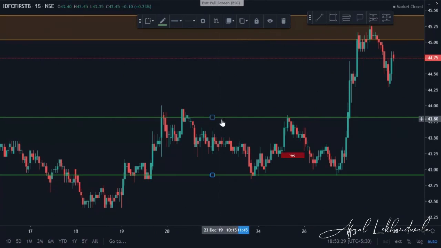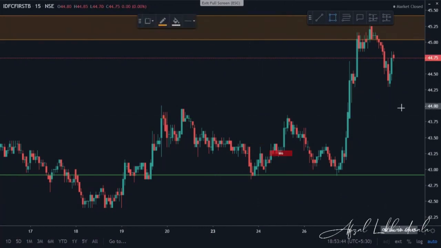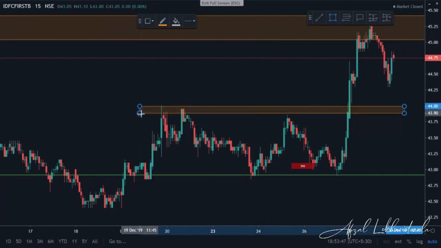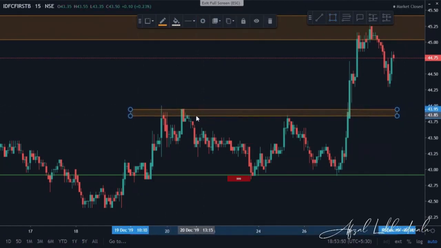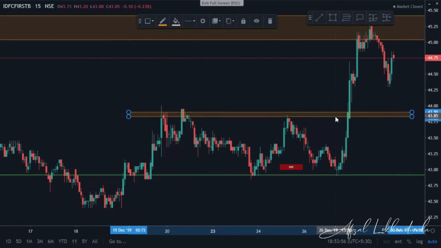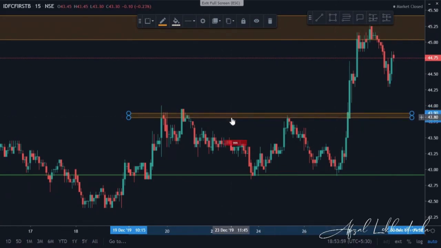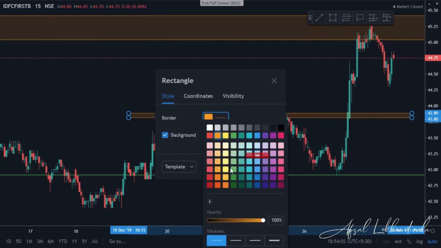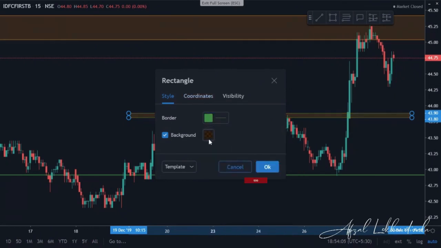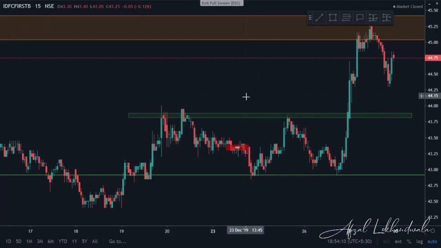Let us look at resistance. Nothing much. Already a good area. We can delete this line and you can replace it with a rectangle when we are analyzing using the 15 minutes so that both the areas get covered. Now this area was identified from the 75 minutes time frame, so we'll change the color to dark green. So we are done polishing.